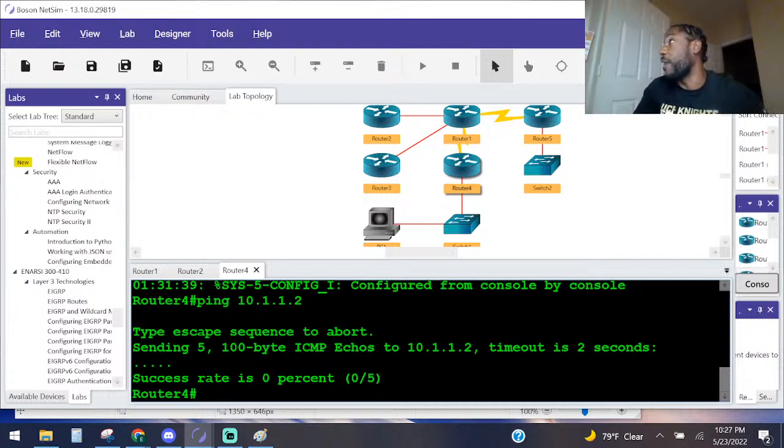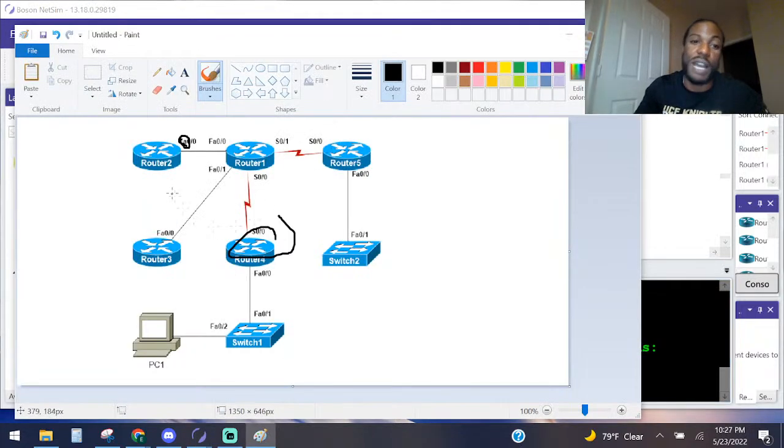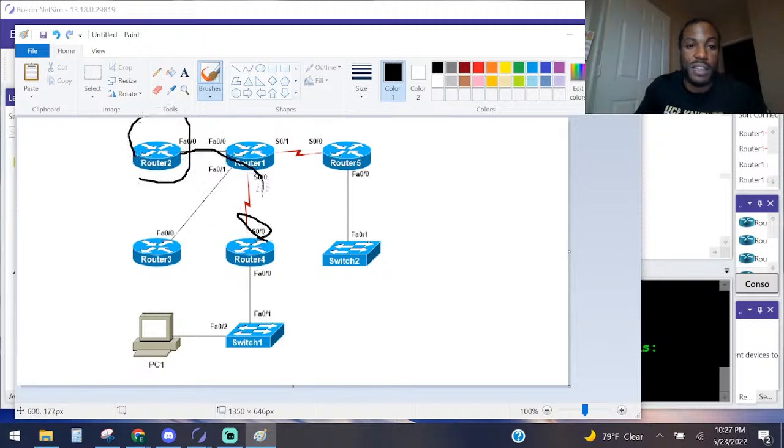On router 2, attempt to ping the serial 0 interface on router 4. Didn't I just do that? No. On router 2, attempt to ping the serial 0 interface on router 4. Okay, so now we're doing the other way around. So now this router is going to try to ping that interface right over here. And obviously, he's most likely not going to be able to make it there.